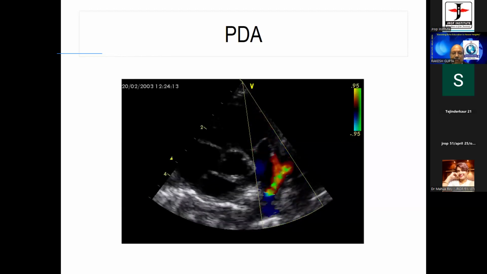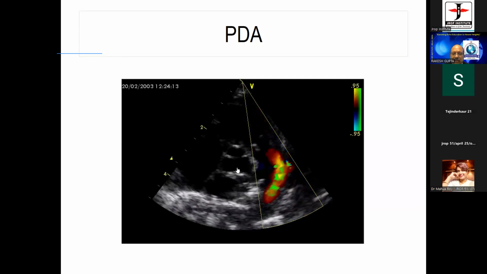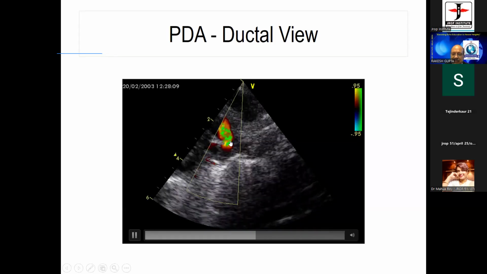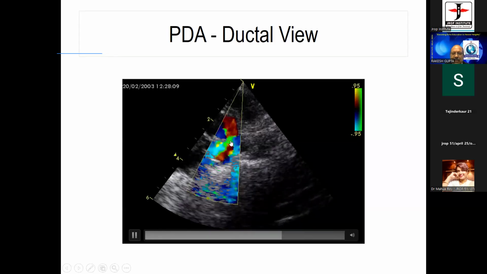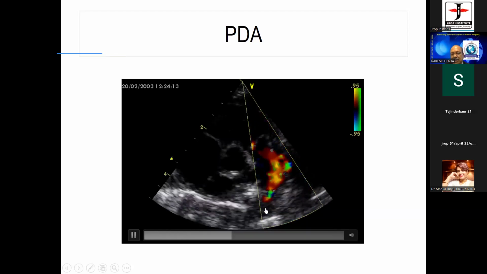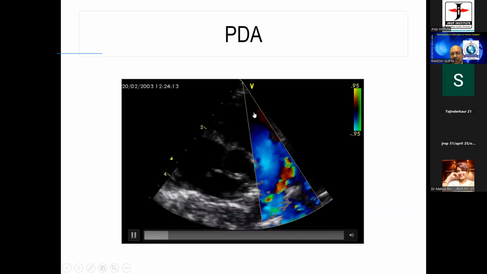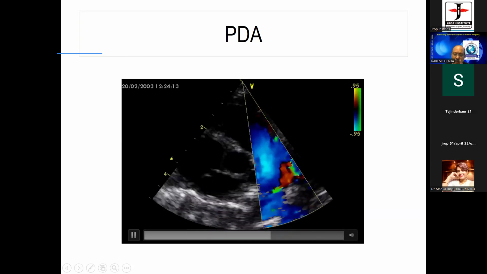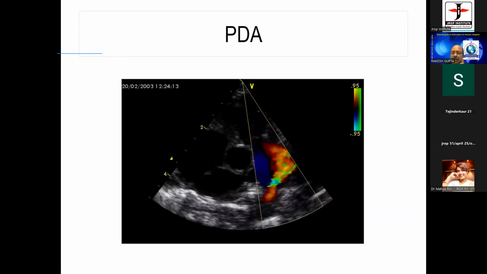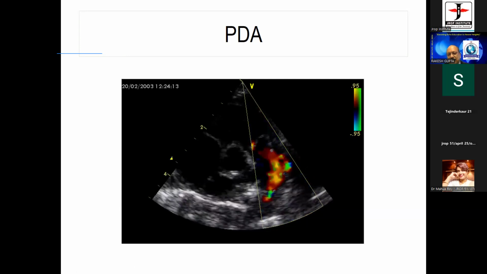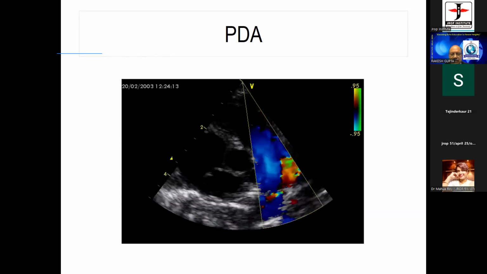There's one more view, the ductal view, where we go a space up in Planck's window and we measure how big my PDA size is. But at your level, if you happen to see this PDA over here, the reversal of flow from here, this is descending aorta to pulmonic artery, we understand that this is PDA. Remember, VSD and PDA are pressure dependent. ASD is volume dependent. All right.